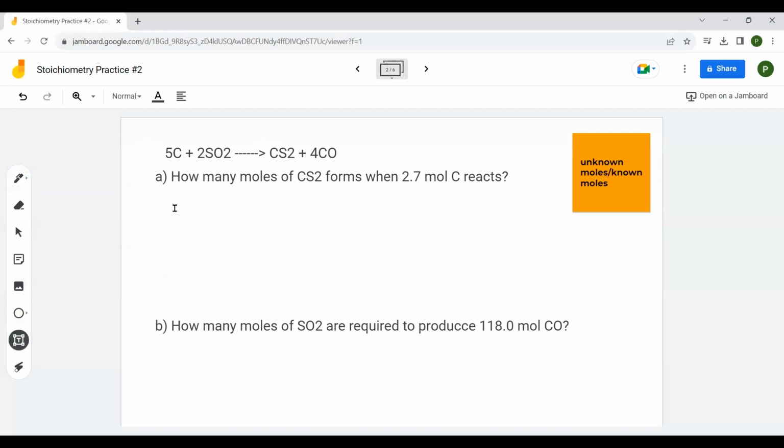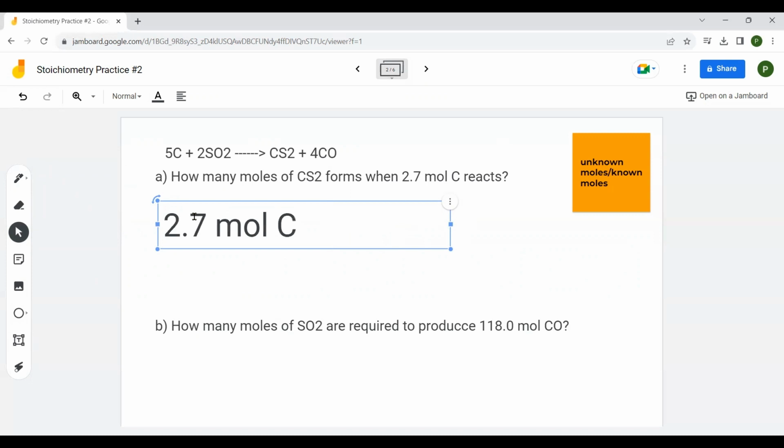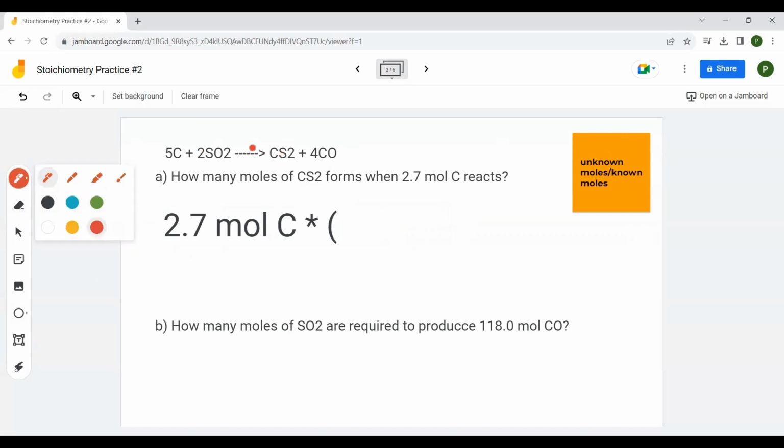So in part A here, we are looking at how many moles of CS2 form when 2.7 mole of carbon reacts. So we have 2.7 mole of carbon, and we want to know how many moles of CS2 we're going to get. So we have to set up our ratio. We're going to put unknown moles over known moles again. So our unknown here is the CS2. If we go up here and look at our chemical equation, we can figure out our ratio. So for every 5 carbon, we get 1 CS2.